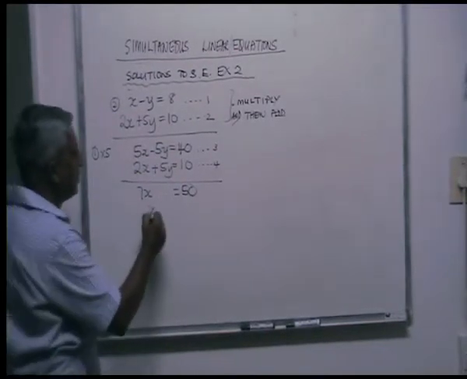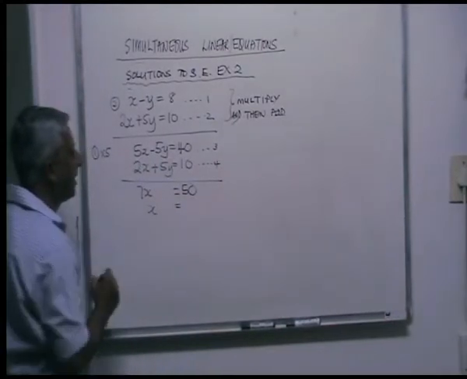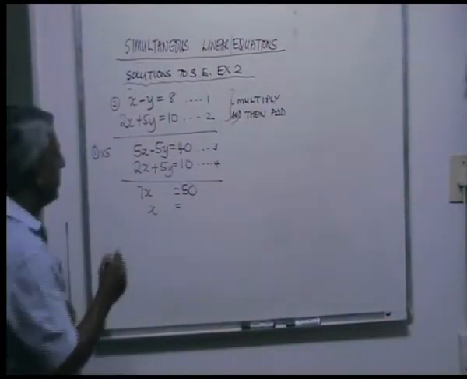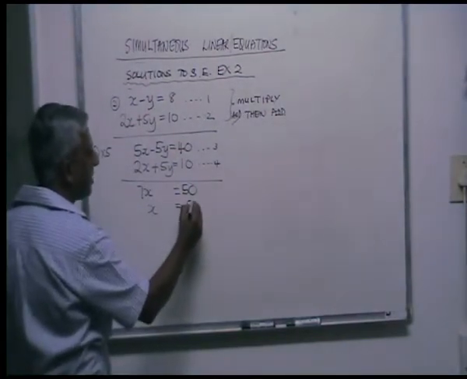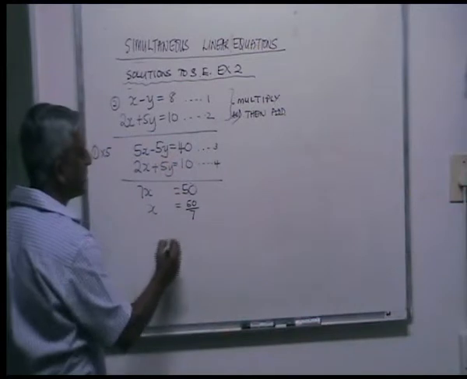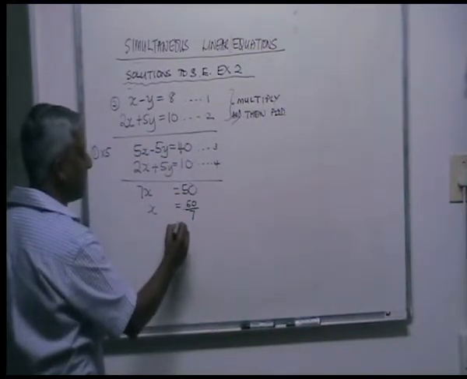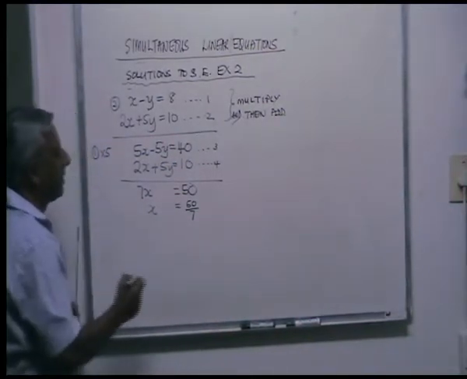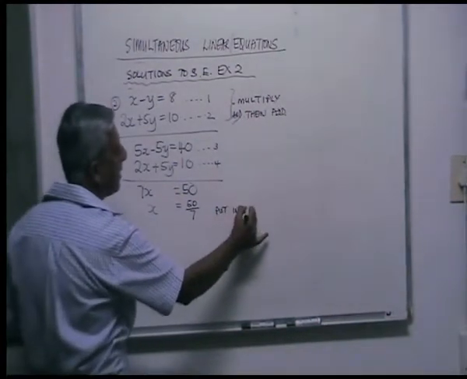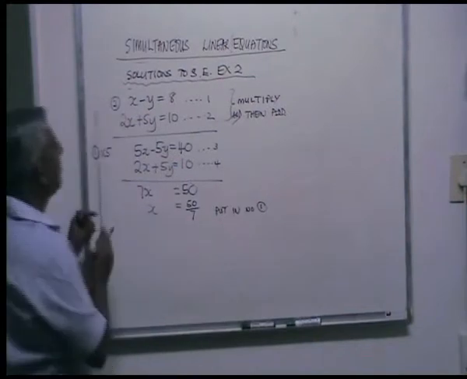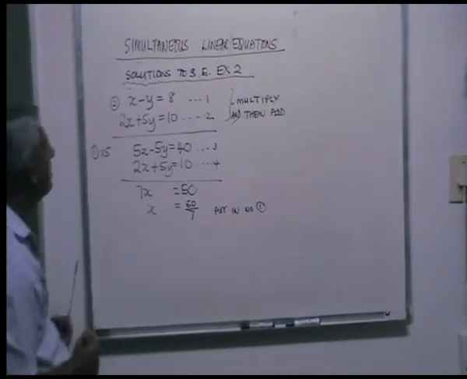So x is equal to, now it doesn't mean you're going to get exact numbers every time. So this time you're not going to get an exact number. X is equal to 50 divided by 7. Okay? So I'm going to leave it like that. That's what x is. And then what do I do? I put this in number 1 because number 1 is an easier equation.